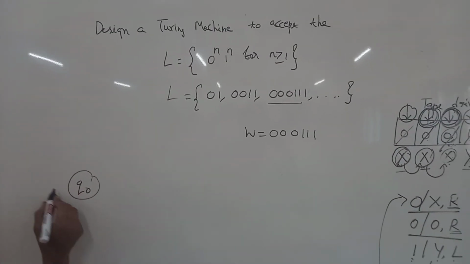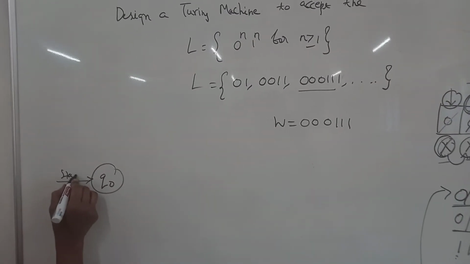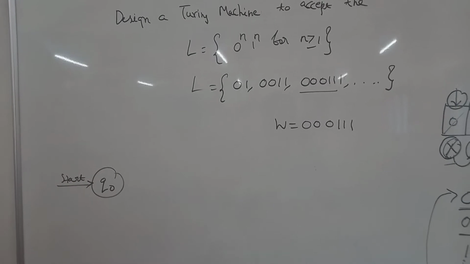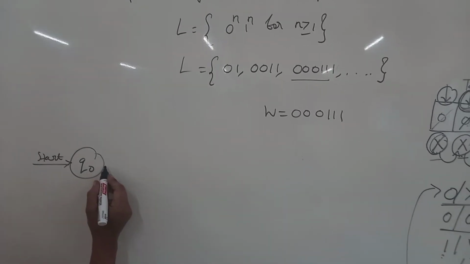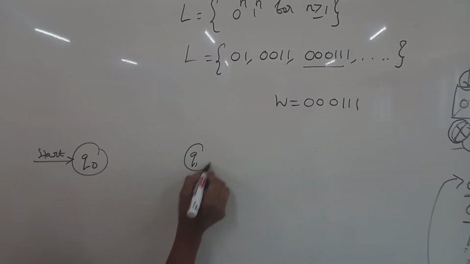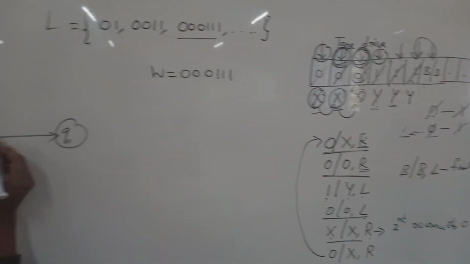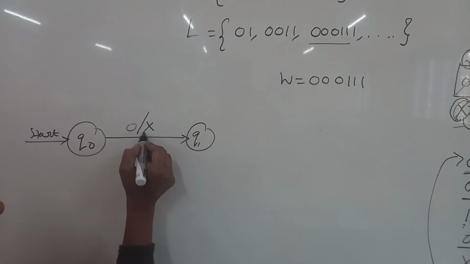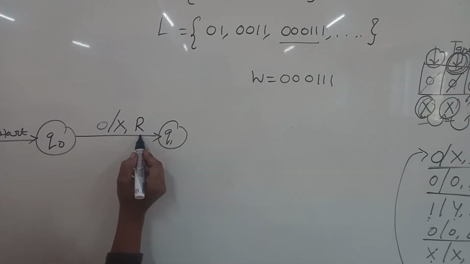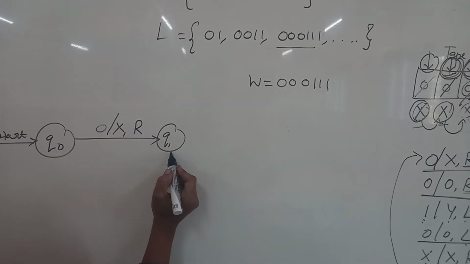Q0 is the initial state, the start. And we will go to the state Q1 when the input symbol is 0. What do we need to do? We need to update that 0 with X and move to the right direction. Now we have reached the state Q1.